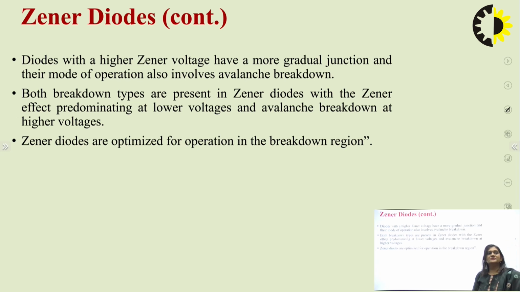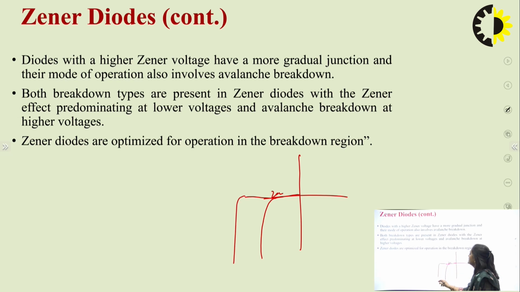Diodes with a higher Zener voltage have a more gradual junction, and their mode of operation also involves avalanche breakdown. This is the normal PN junction diode characteristic. At this stage, this is the Zener breakdown, and for greater than 8 to 9 volt, it is the avalanche breakdown. Zener breakdown occurs due to the high electric field, and avalanche breakdown occurs due to impact ionization. Due to their kinetic energy, electrons collide with the atoms and some new electrons are generated, and this process is multiplicative.